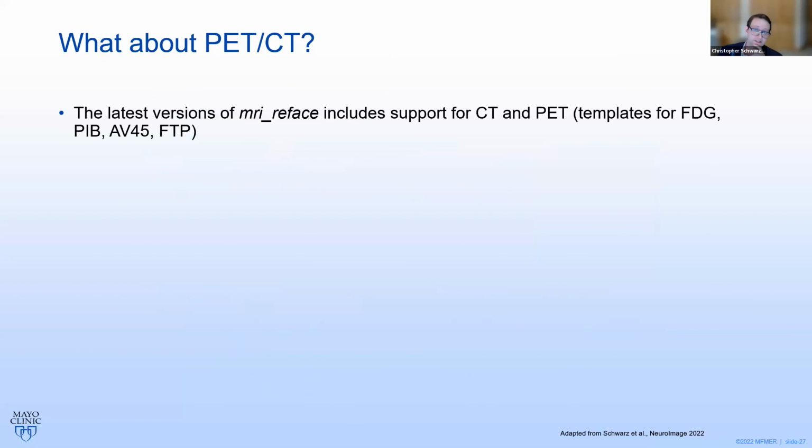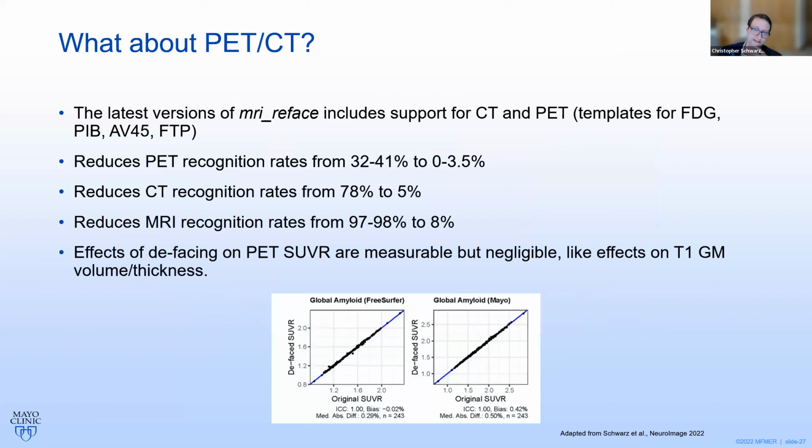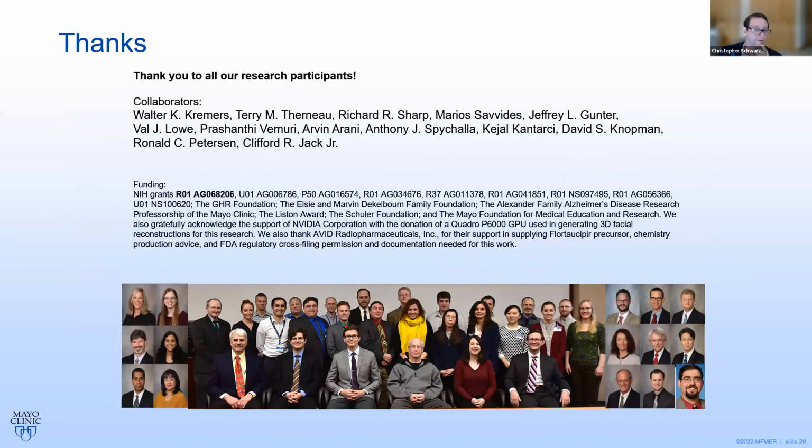Our latest versions include support for CT and PET. We reduced PET recognition rates down from about 32 to 41%, down to 0 to 3%. CT gets down to 5%. And as we said, MRI gets from 98 to 8%. The effects of defacing on, say, a global PIB measure are far, far below scan-rescan and pretty much negligible. We suggest using our software for all of these image types that are necessary. And I will stop. Thank you.